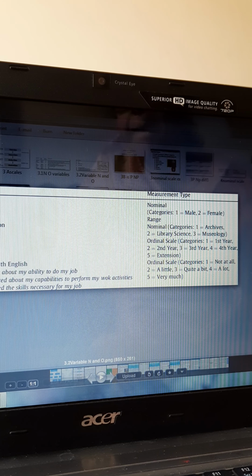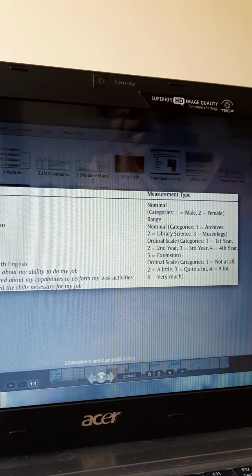Another example. Sex. Nominal data. Okay? Male, female, third gender, whatever. Category. Categorical data. Discrete data. These are the names given for it. Nominal data, categorical data, or discrete data.